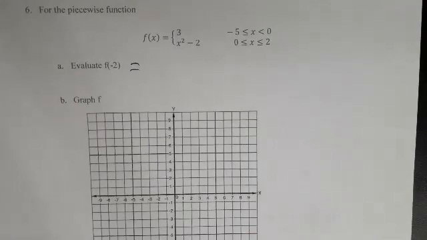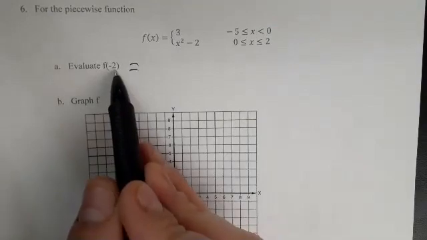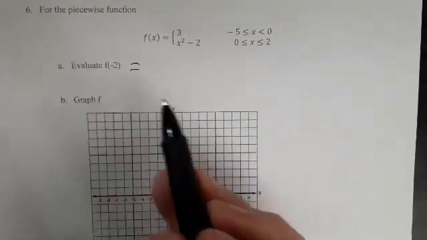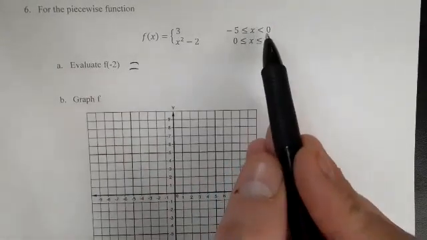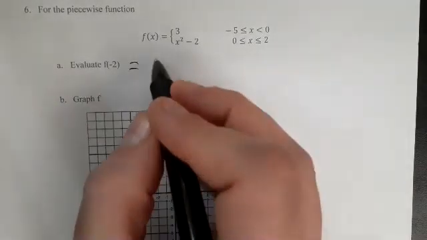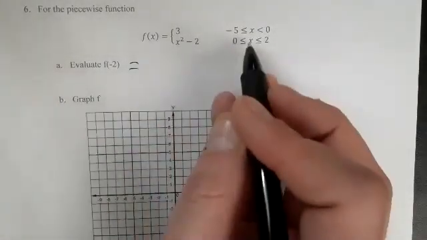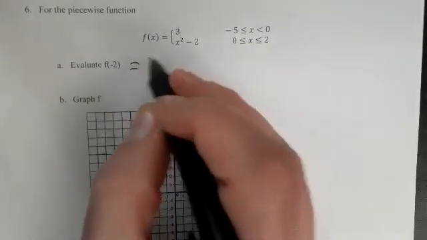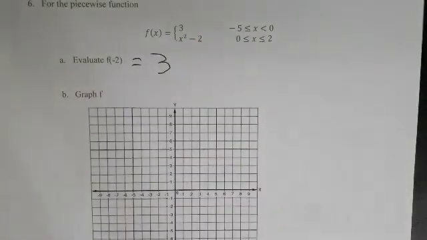So what would this one be? I know I'm picking. Could it be both? What does this tell me? Negative 2, right? Negative 2 is in between negative 5 and 0. And so this is... negative 2 is, oh no, it's not in between the other two. Okay, so it's just the first one. So therefore it would be 3. Yep. All right. And now we want to graph this thing.